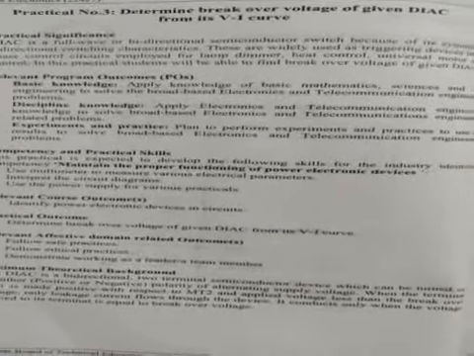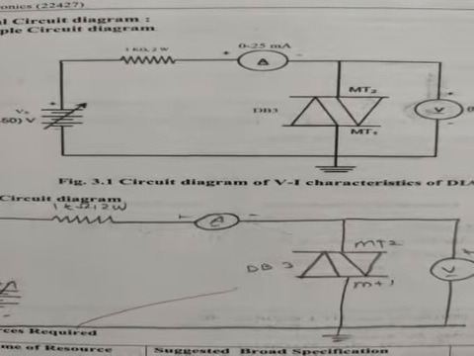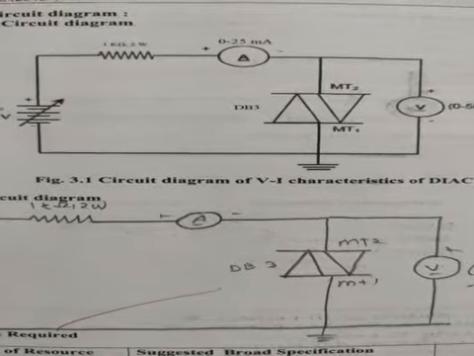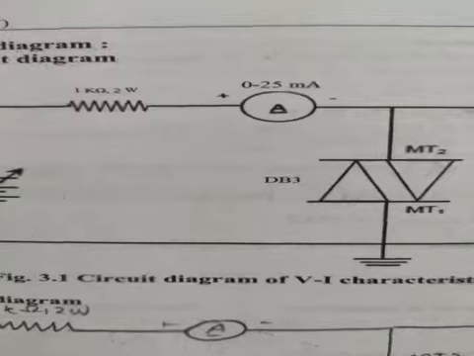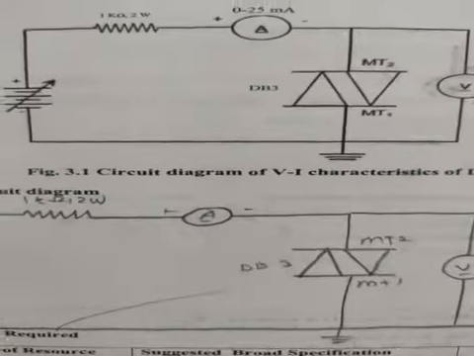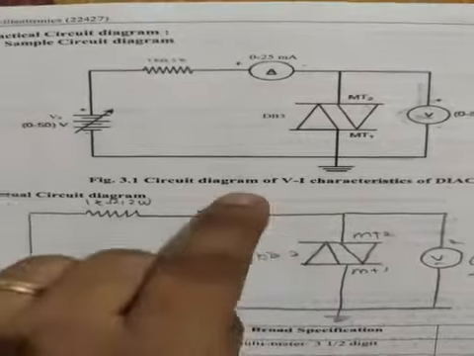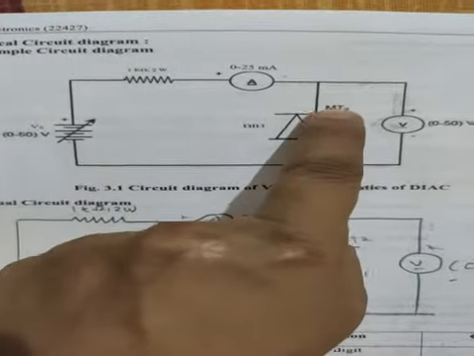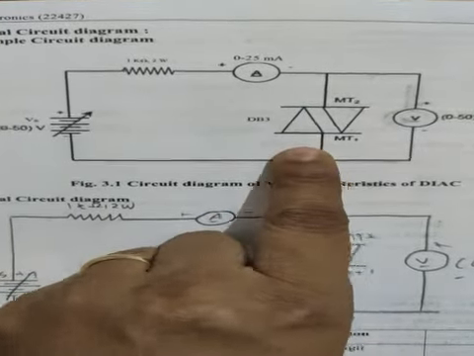Here in this experiment, we are observing the DIAC characteristics. This is the circuit diagram of our experiment. In DIAC characteristics, we are connecting the DIAC here, MT1 and MT2. These are the two terminals of the DIAC.